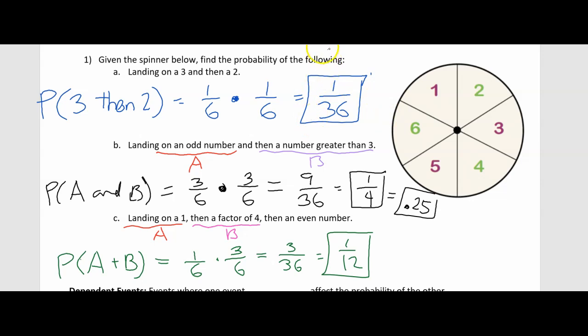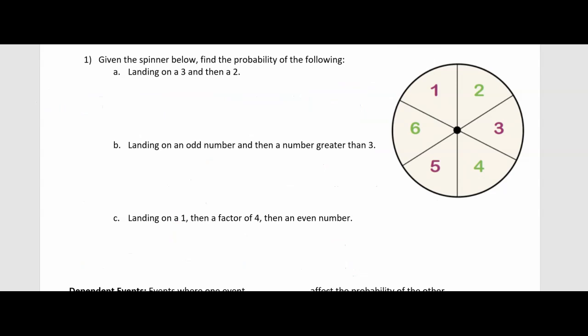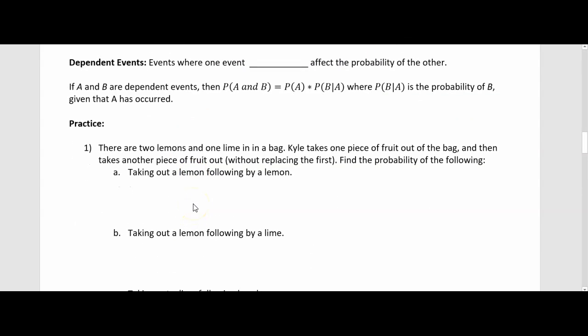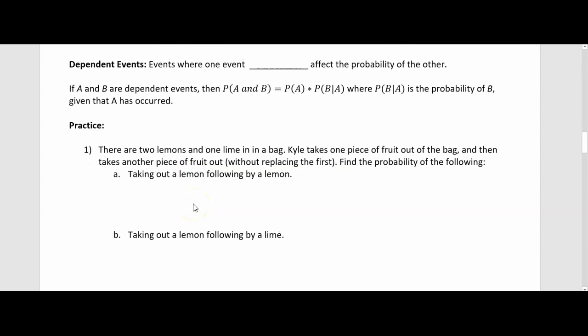Let's now move on to what dependent events are, how to find them, and then we'll do an example or two. All right, so dependent events. This is where one event does affect the probability of the other. So it was like in our lottery example, right? Buying a car was dependent on being able to win the lottery.